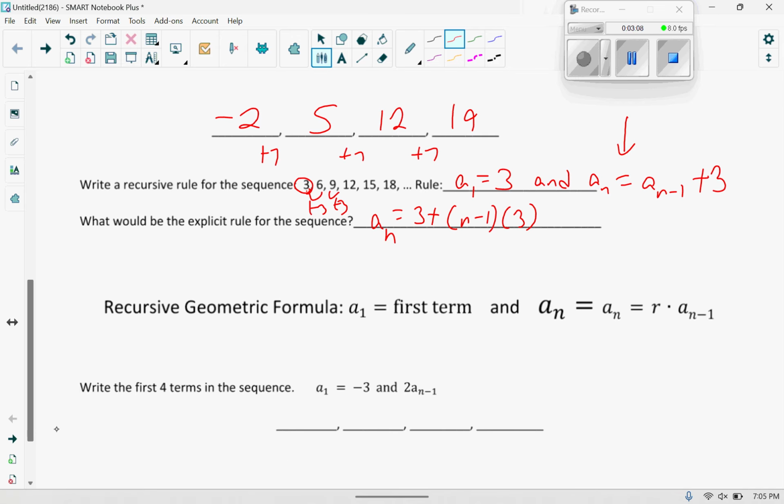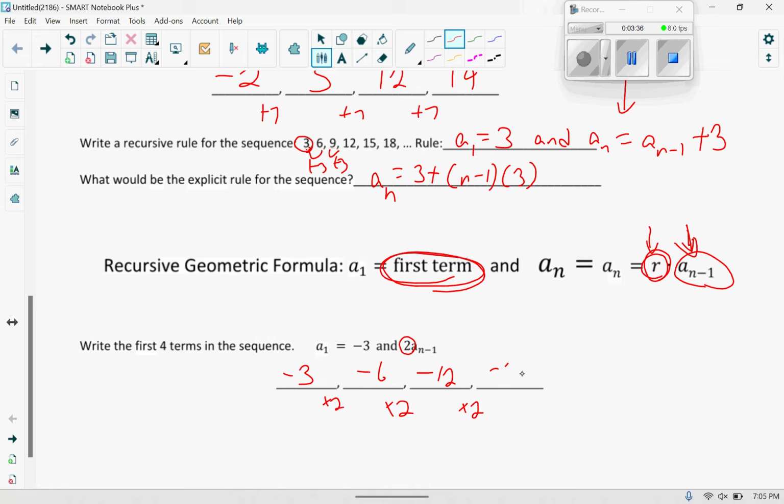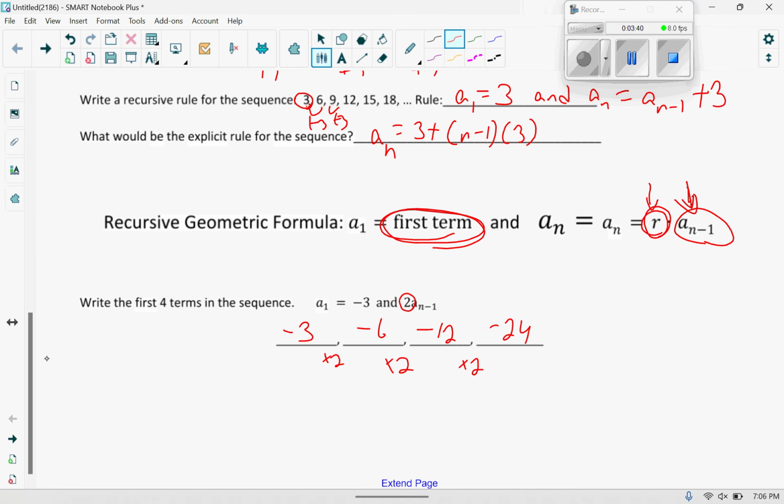Okay, let's go to geometric. Notice it's going to state the first term again, and then it's going to be multiplied to the previous term. So what is my pattern being multiplied to the previous term? I know from this that I'm going to start at -3, and then I'm going to multiply by 2, multiply by 2, and multiply by 2. So it looks like that. We can just keep going and going if we need to.